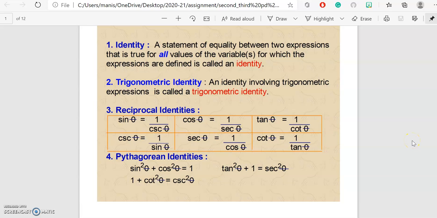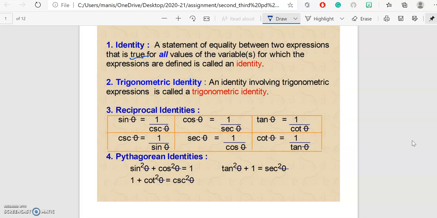Today we will learn about identities, or trigonometric identities. So question number one is: what is an identity? A statement of equality between two expressions that is true for all values of the variable or variables for which the expressions are defined is called an identity. An identity involving trigonometric expressions is called a trigonometric identity.